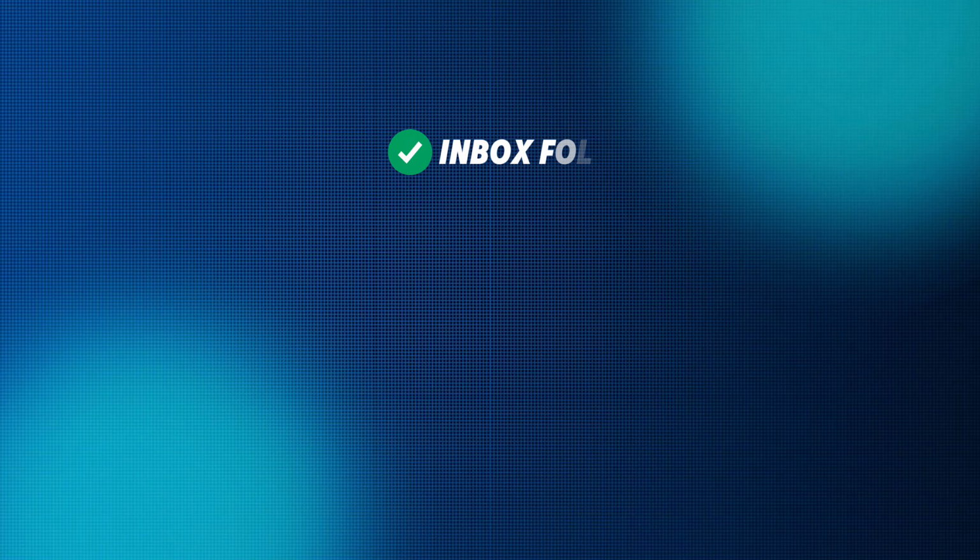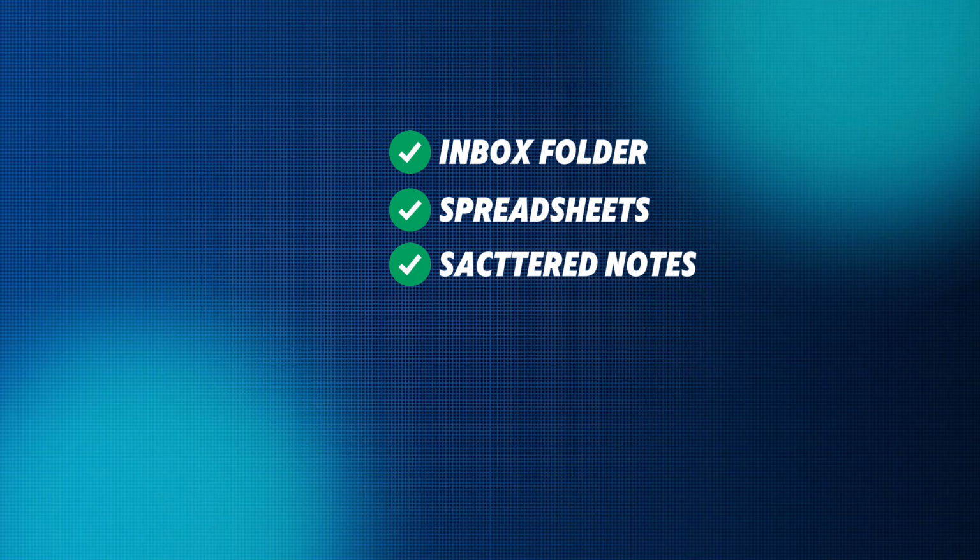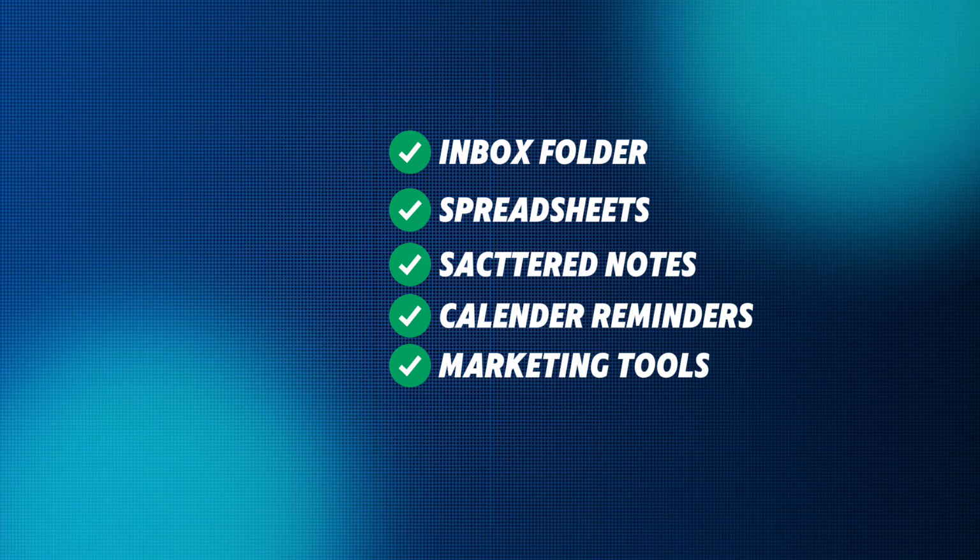PE firms lose momentum because most teams rely on their inbox folders, spreadsheets, scattered notes, calendar reminders, and disconnected marketing tools. Breakdowns typically happen with delayed follow-ups with bankers or founders, inconsistent updates to LPs, missed diligence scheduling, unclear deal stage visibility, and guess what? Relationship touch points slipping through the cracks. You have a lot on your plate, so it's hard to manage everything. You can still have a team, and it's still hard to manage everything, right? So these are not analytical failures. These are workflow and communication gaps.